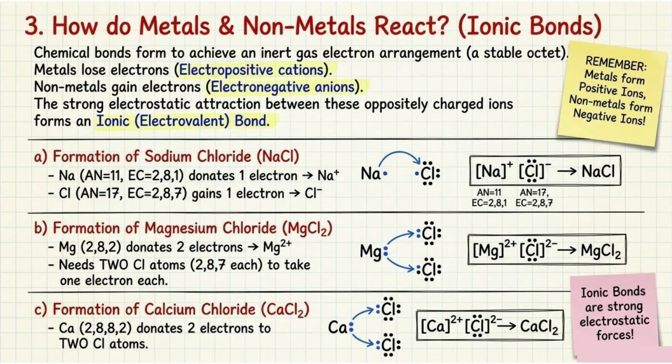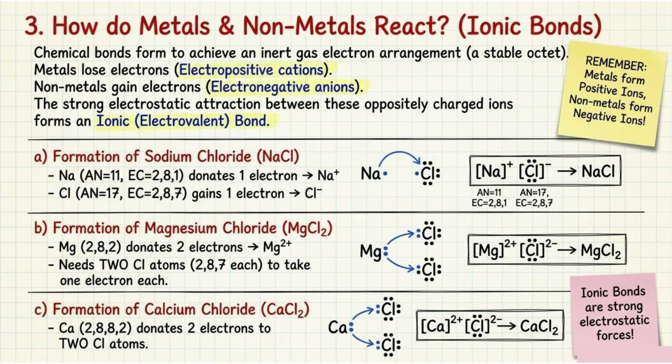Let's build sodium chloride, NaCl, step by step. Sodium's atomic number is 11, right? So its electron shells are 2, 8, and 1. It desperately wants to get rid of that one extra outer electron. And chlorine is 17. Its shells are 2, 8, and 7. It is exactly 1 electron short of an octet. So sodium donates its 1 electron to chlorine.